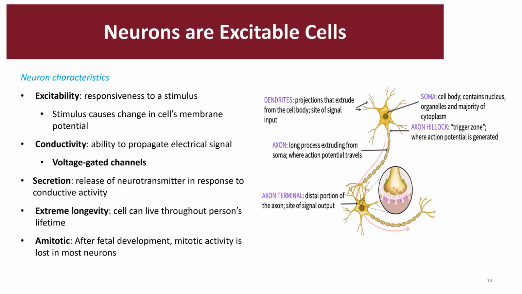Characteristics of neurons. The 5 characteristics of neurons are: they are excitable, they're able to conduct signals, they can secrete chemicals, they have extreme longevity, and they are amitotic.